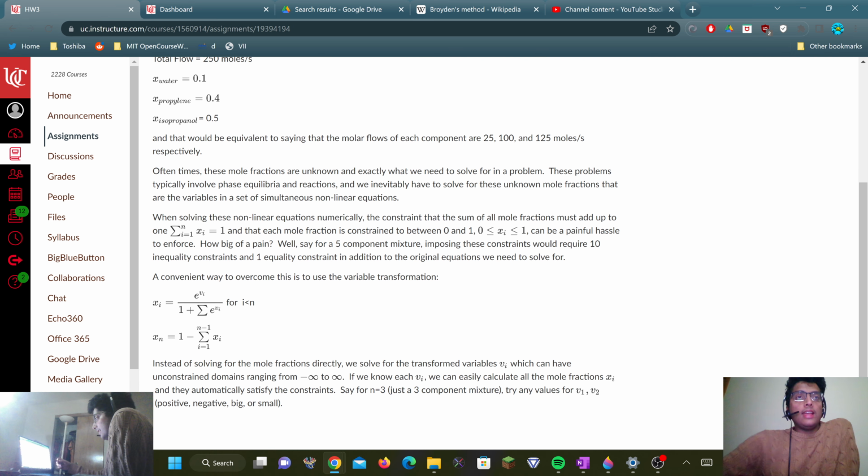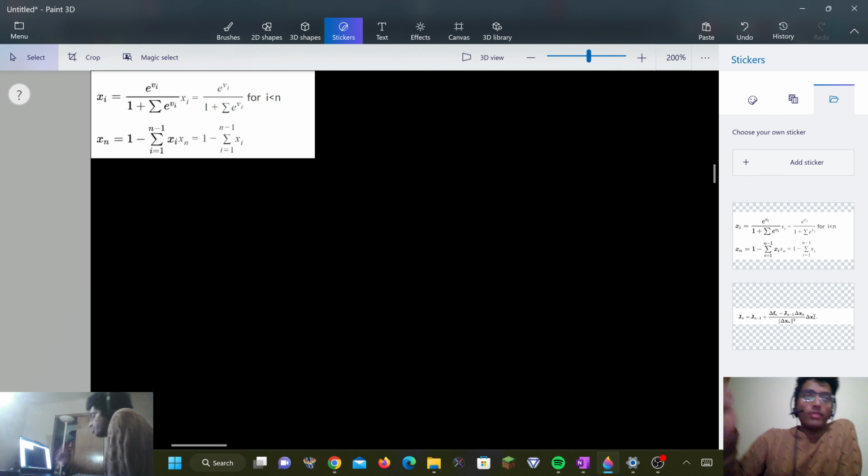A convenient way to overcome this is by the following variable transformations. What we're going to do in this video is solve for v_i in terms of mole fractions and get an unconstrained variable transformation that we can work with and get the mole fractions from. So if we get v_i, we can modify that variable however we want to, and it will get us the correct mole fractions. So let's get started.